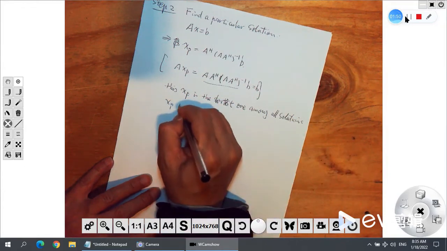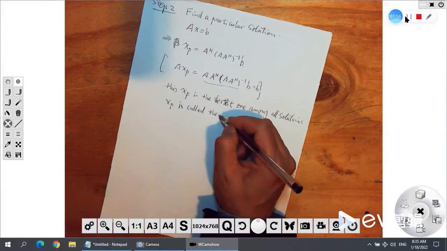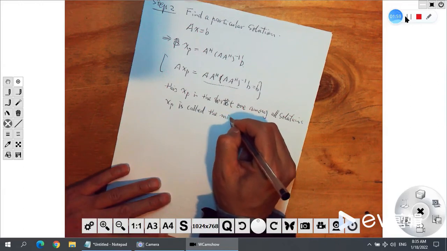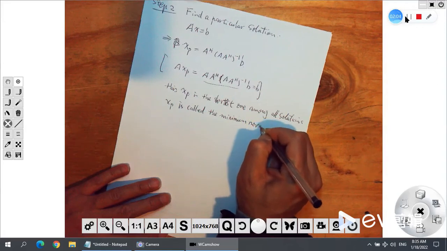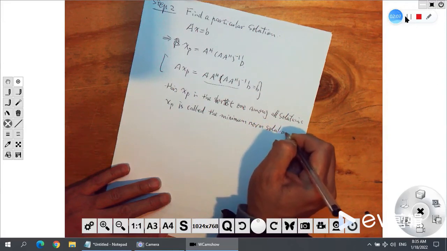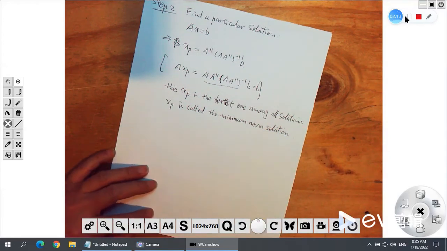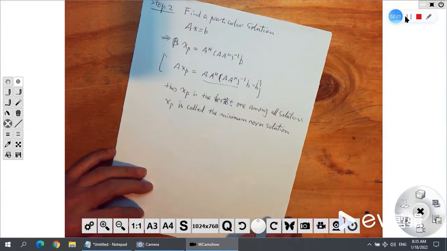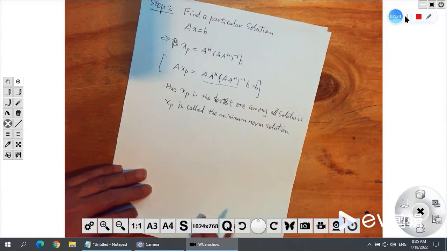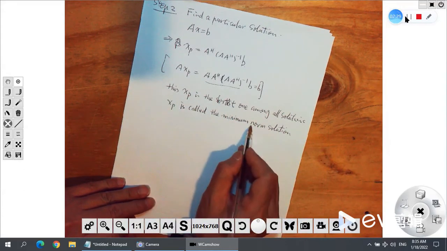xp is called, let me see, the minimum norm solution. So this solution has the minimal norm. We know we have infinite solutions, right? A particular solution plus all the homogeneous solutions. The particular solution could be any solution, and among all of them, the one with minimal norm is this xp.